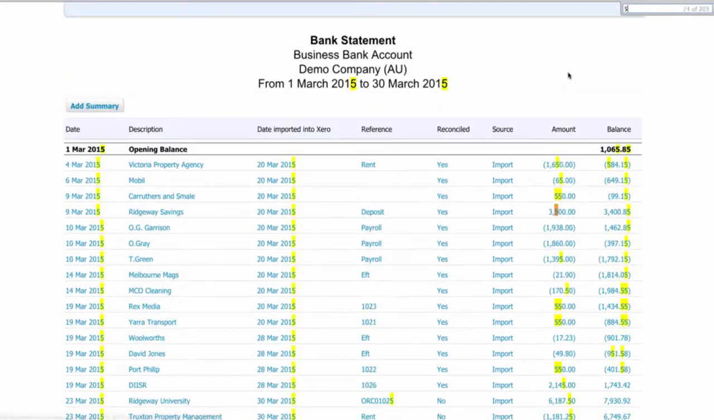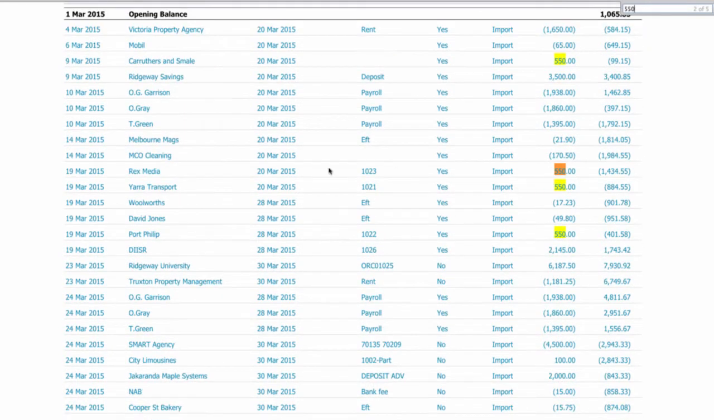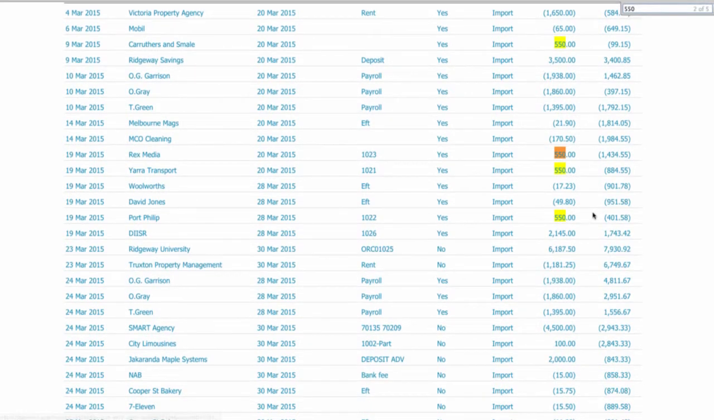Let's try 550. If you look up 550, you'll see all the 550 transactions. Looking here, maybe I can see these two aren't duplicates because one's Rex Media, one's Xero Transport, and they've got different references. But they could have been duplicates, and you could have seen that by looking up those particular things.